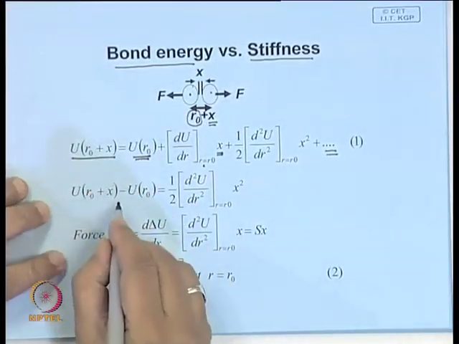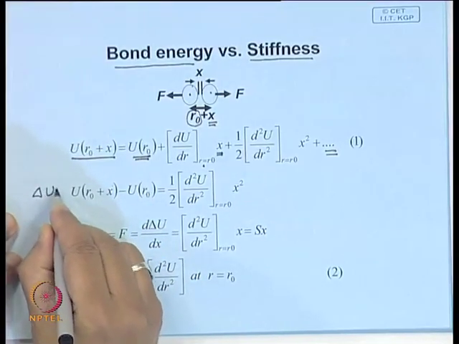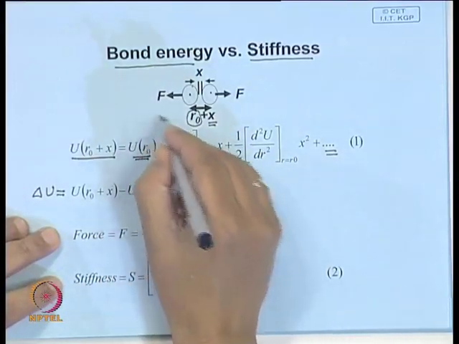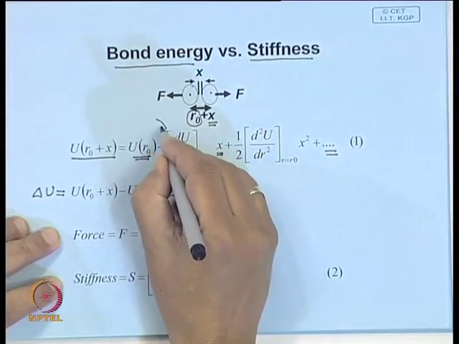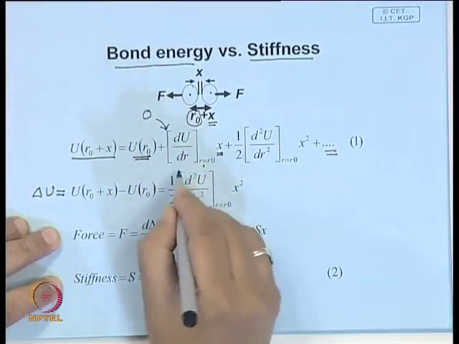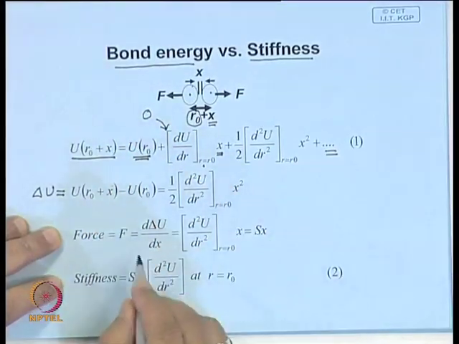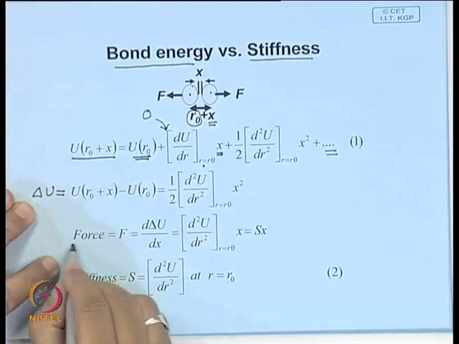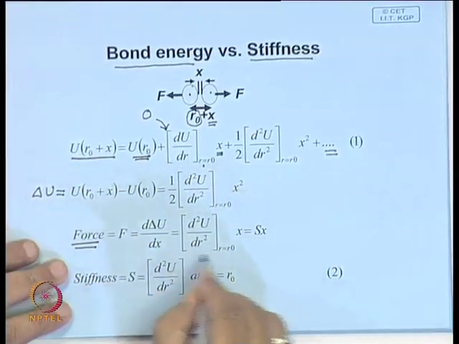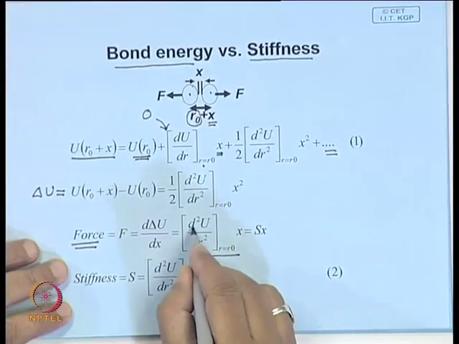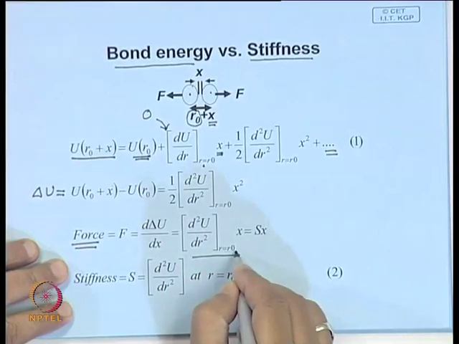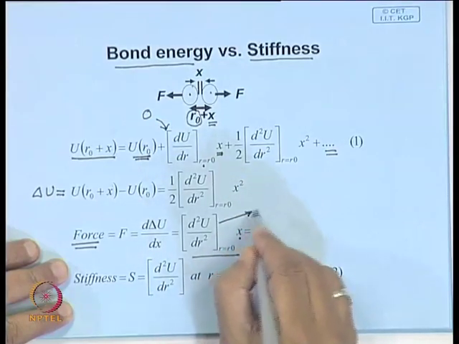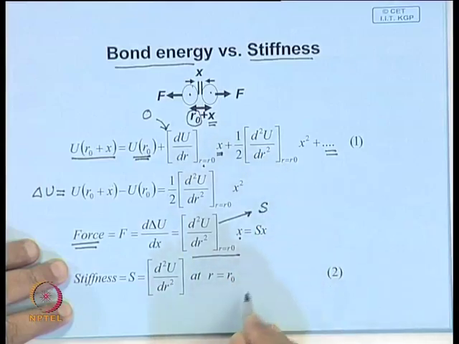Now, from this, you can see the change in energy, you can rewrite this in this form, and we know that when u is minimum, that is at R naught, this is equal to 0. So, therefore, this does not remain in this. And now, if you differentiate this with distance, then you get force, then obviously you get this term, the second differential d2u/dr2 at r equal to r naught times x, and this second differential can be defined as stiffness.